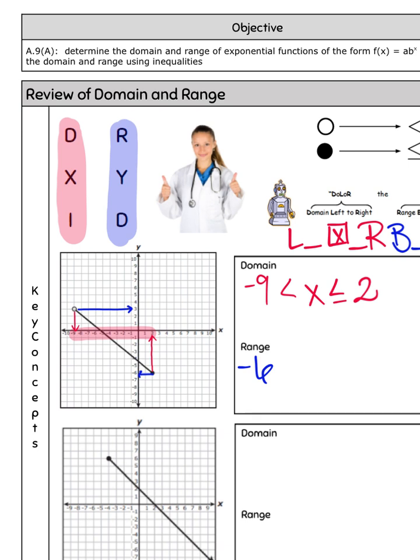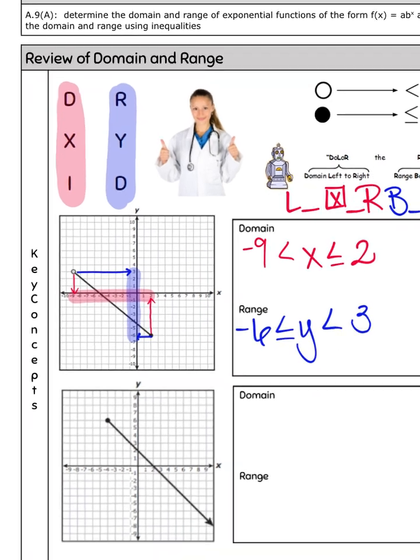I have a closed endpoint, so that is going to be less than or equal to. My letter for range is y, and then I'm going to go to the very top, which has an open endpoint, so that means it is going to be less than, and the number that I dragged my arrow over to is 3. That is how you find the domain and range of graphs. This graph goes from -6 up to +3. But that is how you find the domain and range of graphs that have 2 endpoints.